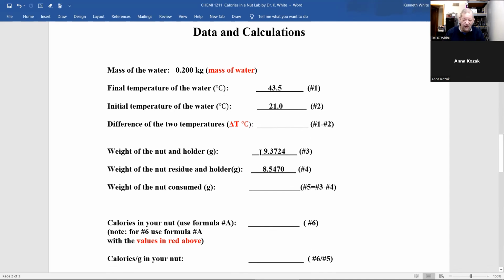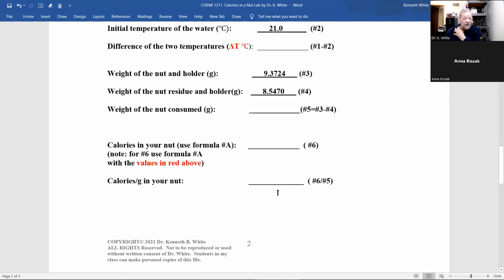Now, here I give you the weight of the nut and holder. Here's the weight of the residue after you burn it with the holder. And you have to find number 5, which is the difference of 3 minus 4. And that's the weight of the nut consumed, number 5.